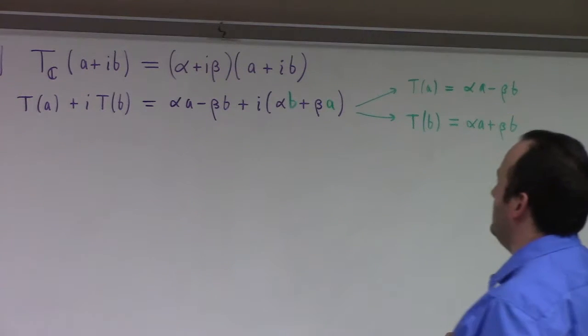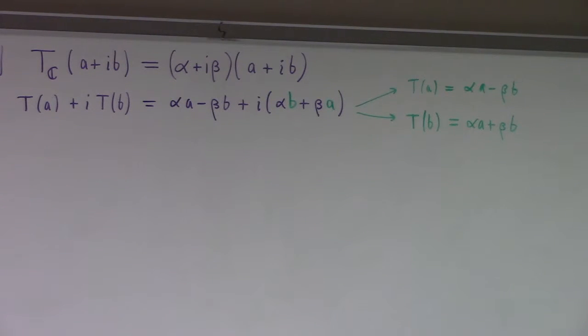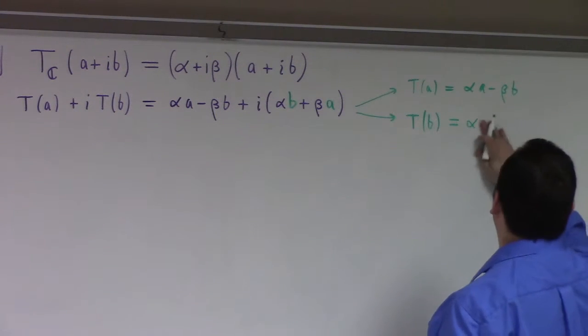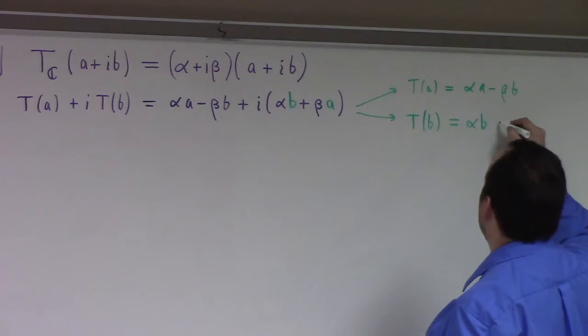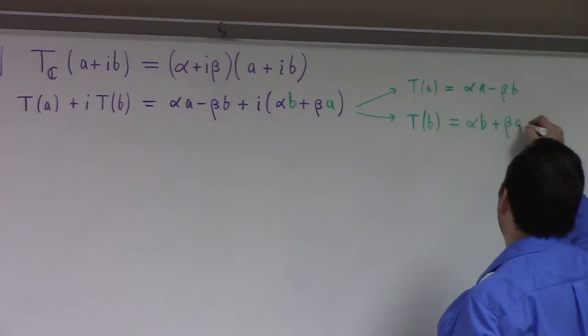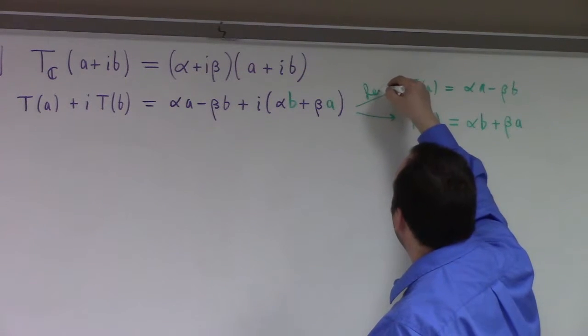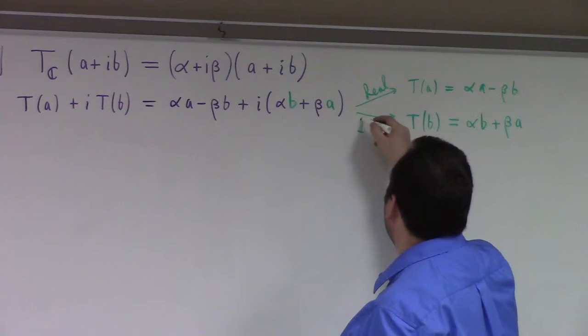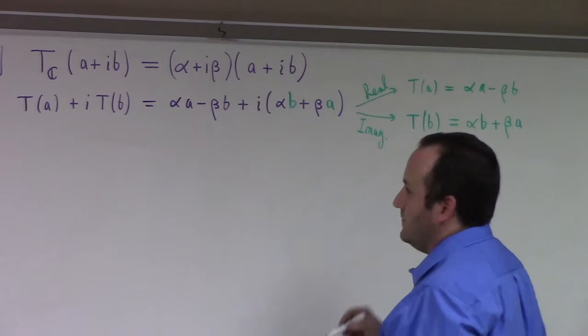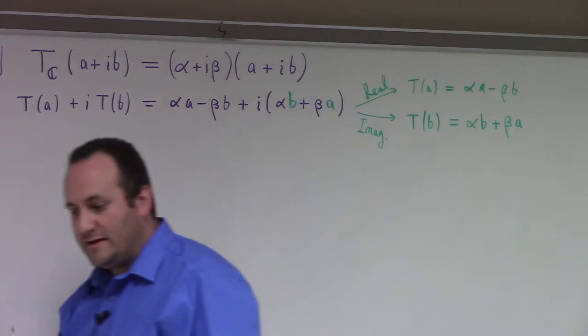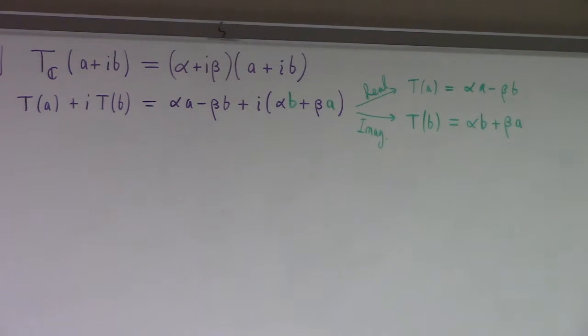Yes. Very good. And I should make those corrections over here as well. Alpha b plus beta a. So here I'm looking at the real component, and here I'm looking at the imaginary component, right? The way we constructed the complexification was to build it by a Cartesian product, where the real component is one of the parts of the product and the imaginary part is the other part.